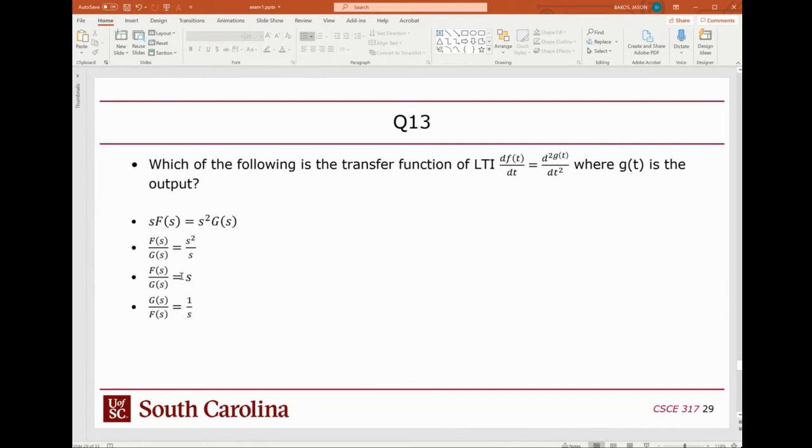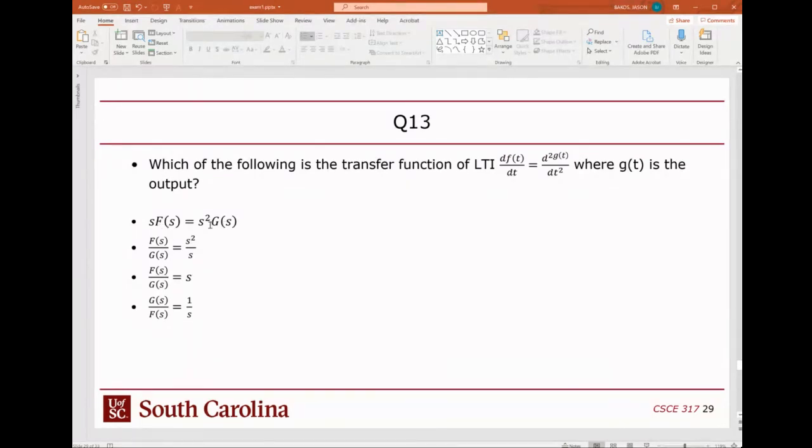But this form of the transfer function would be f is the output. If you want g to be the output and f to be the input, you have to take the reciprocal of both sides of the equation. So the answer is 1 over s. So you have to calculate g of s over f of s.